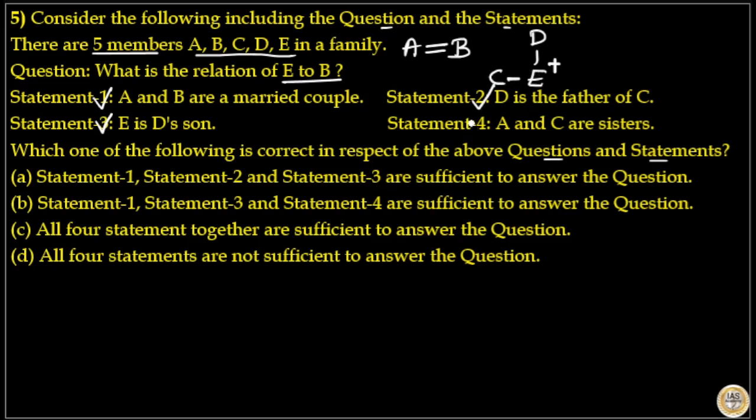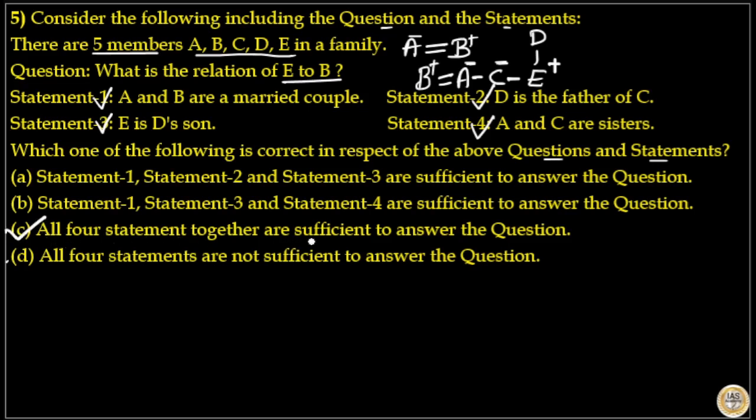So let's check statement 4. A and C are sisters. So A and C are sisters means both are female. Now you can see between B and D there is a relation formed because A is married to B. So B is male and A is female. So all 4 statements are necessary. That is, option C is your answer.